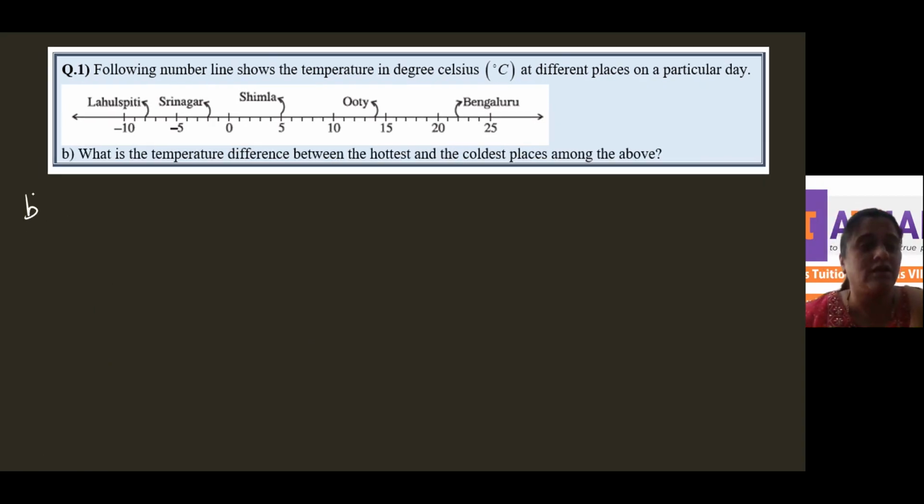Next one. What is the temperature? The same figure is here, it's not a new figure. This is the next question, the next sub question of question number 1. What is the temperature difference between the hottest and the coldest places among the above? Only difference, meaning you'll have to subtract. You should answer only if asked. Between the hottest and the coldest places.